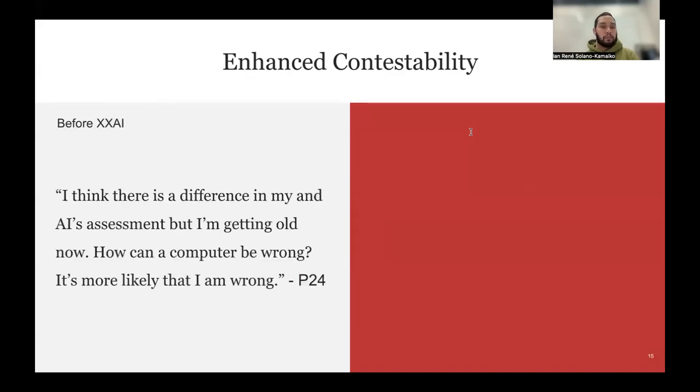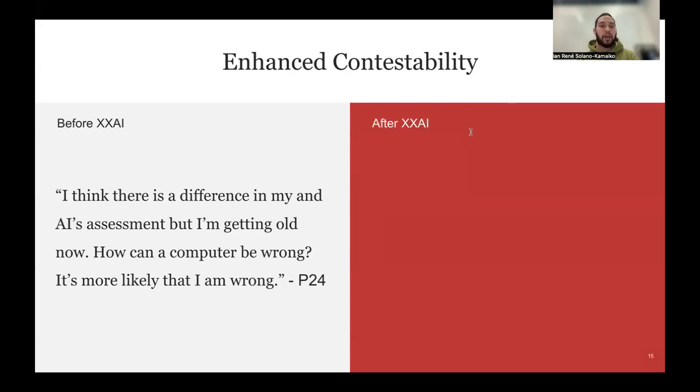Our next finding is that explorable explanations enhanced AI contestability. And now I'm going to show you a quote from P24 before receiving the explorable explanations. Before interacting with the explorable explanations, P24 states, "I think there's a difference in my and the AI's assessment, but I'm getting old now. How can a computer be wrong? It's more likely that I'm wrong."